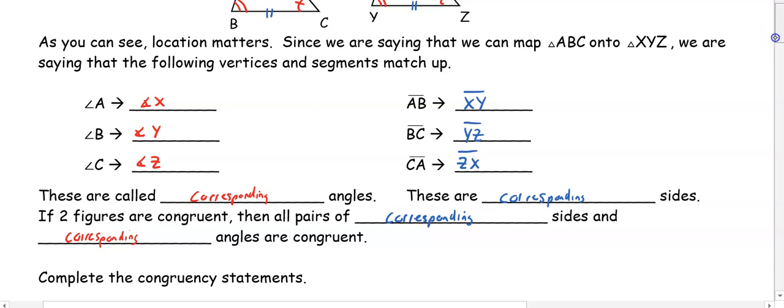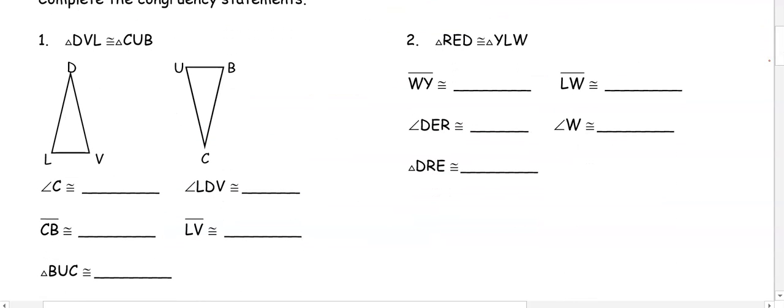So let's complete the congruency statement. So we have triangle DVL is congruent to triangle CUB. So we need to use the names to help us match up correctly. Because as we notice, one is a reflection of the other because it's flipped down. So angle C is the first letter in the second triangle. It's going to match with angle D, the first letter of the first triangle.